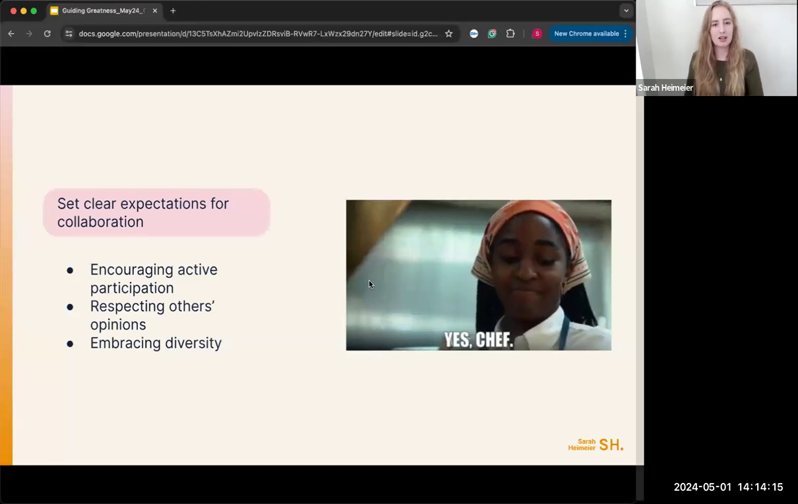And so to really get that open communication, it's about setting clear expectations for collaboration. So how are we going to collaborate with each other? Kind of like what I was talking about before, is having those ground rules. So how do we engage during the session? How do we interact? What is the mode of thinking that I want you to be in?